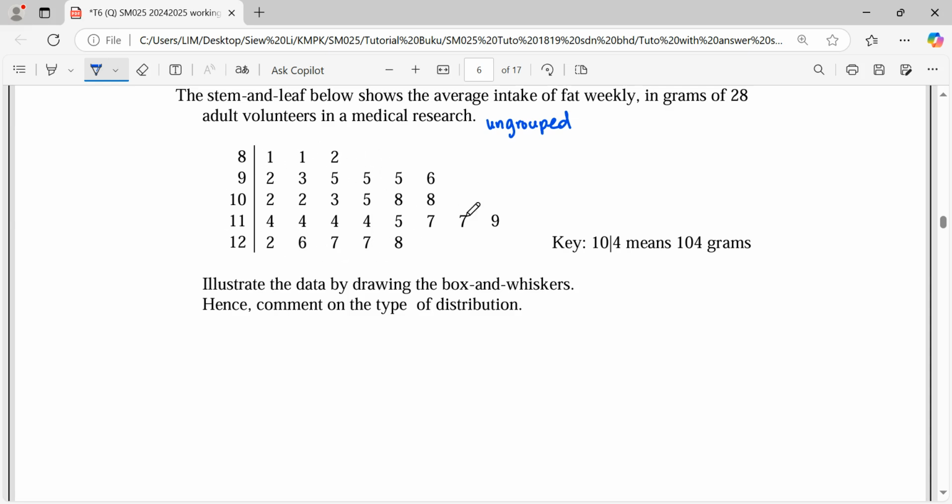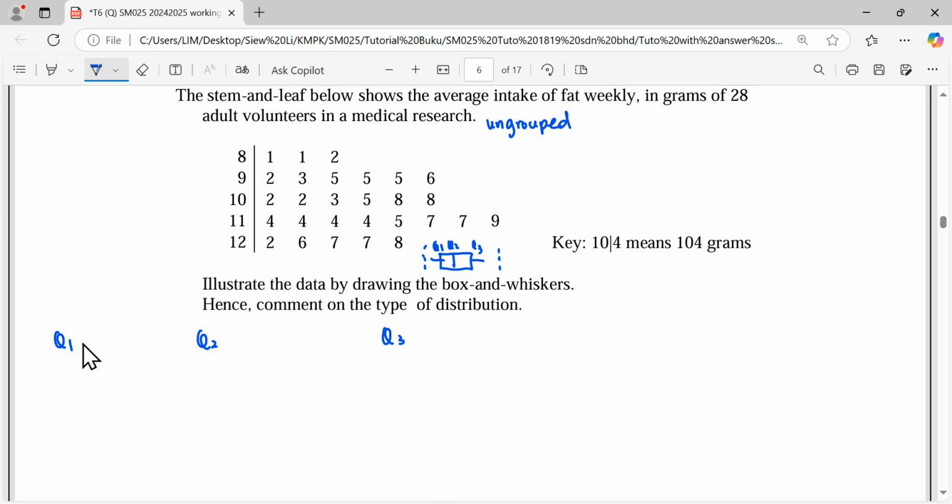We can see the smallest here is 10|4, meaning 104. So this one is 81. Maximum is 128. So what we need to do here is illustrate the data by drawing it into the box and whisker. So to form a box and whisker, you need your Q1, Q2, Q3, meaning you need your first quarter, then second quarter, and third quarter. Then you form out your fence, then form out your whisker, and find for any outliers.